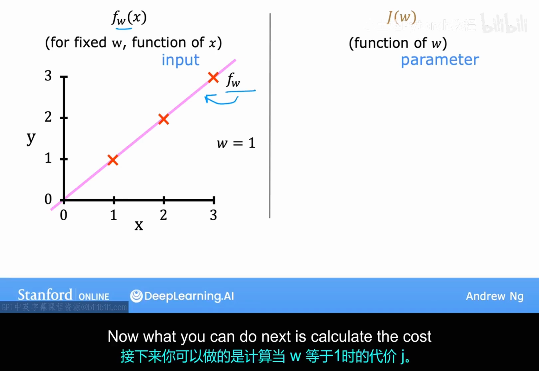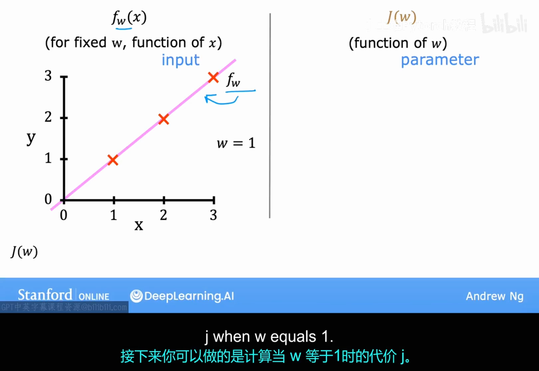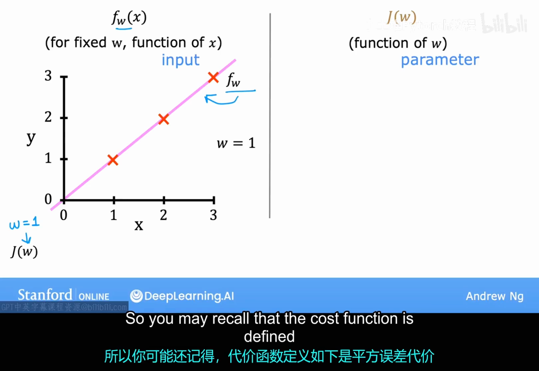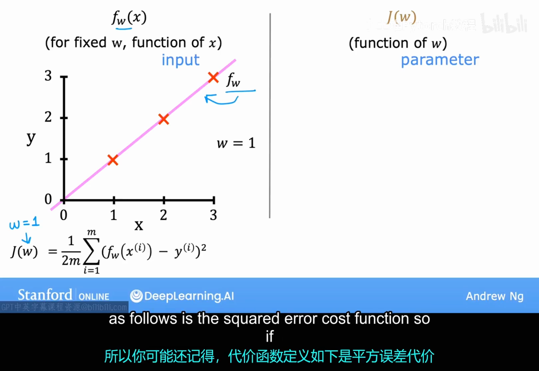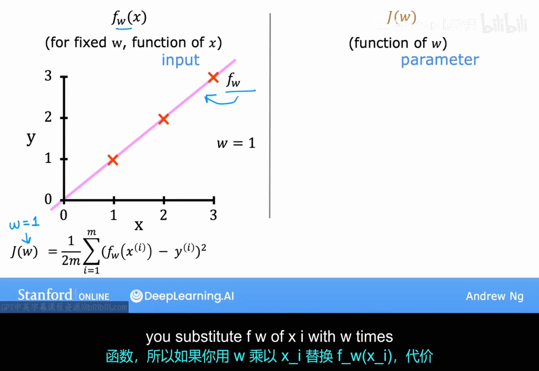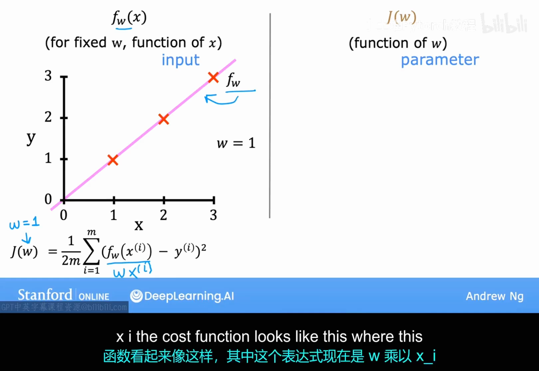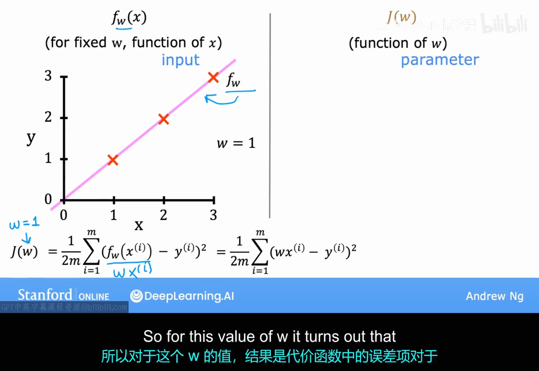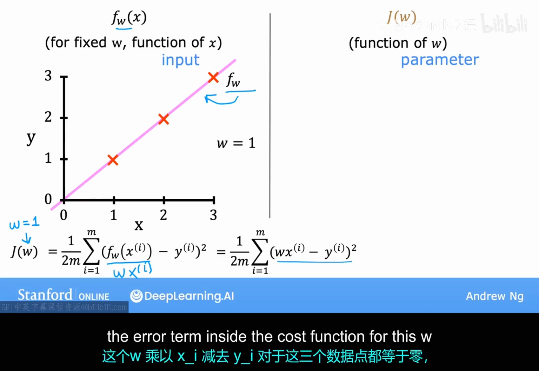Now, what you can do next is calculate the cost J when w equals 1. So you may recall that the cost function is defined as follows. It's the squared error cost function. So if you substitute f_w of x^i with w times x^i, the cost function looks like this, where this expression is now w times x^i minus y^i. So for this value of w, it turns out that the error term inside the cost function, this w times x^i minus y^i, is equal to 0 for each of the 3 data points.